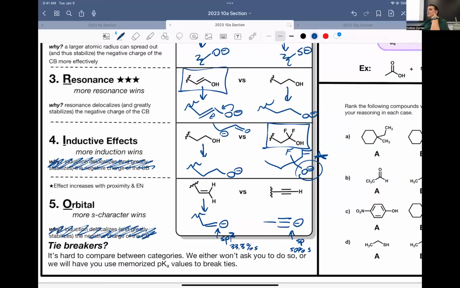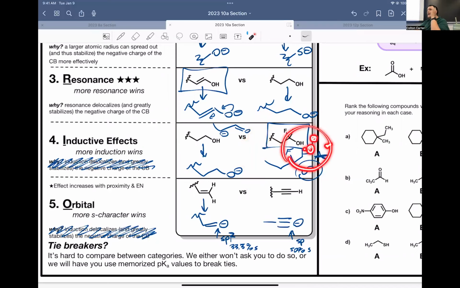So which one has more s character? The right. But now why does that matter? So the way I like to think about it is s character being stabilized is kind of like if you are doing an s orbital and this is your nucleus, your electrons are always going to be closer to the nucleus than a p orbital, which can get a little bit further away, right?